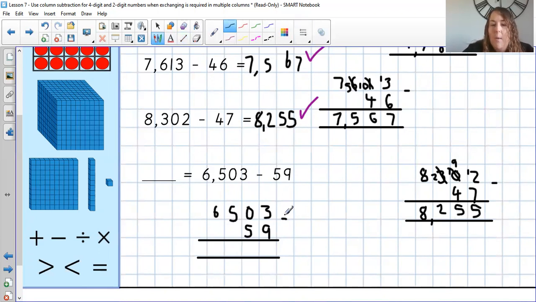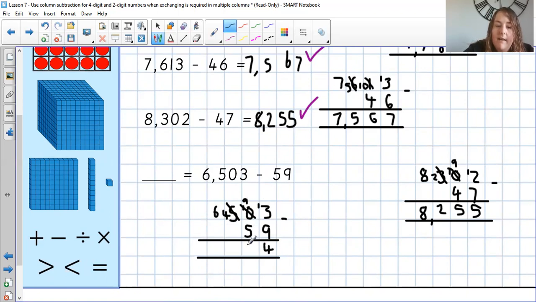Okay, 3 take away 9, I can't do. Borrow from next door, exchange, I can't take away anything because it's a 0, so I need to go again. 5, I'm going to cross out and leave a 4 and pop my 1 next to my 0 here. So I've got 10, but I need to cross it out straight away and leave 9 here and put my 1 next to my 3. So I've now got 13 take away 9, which is 4.